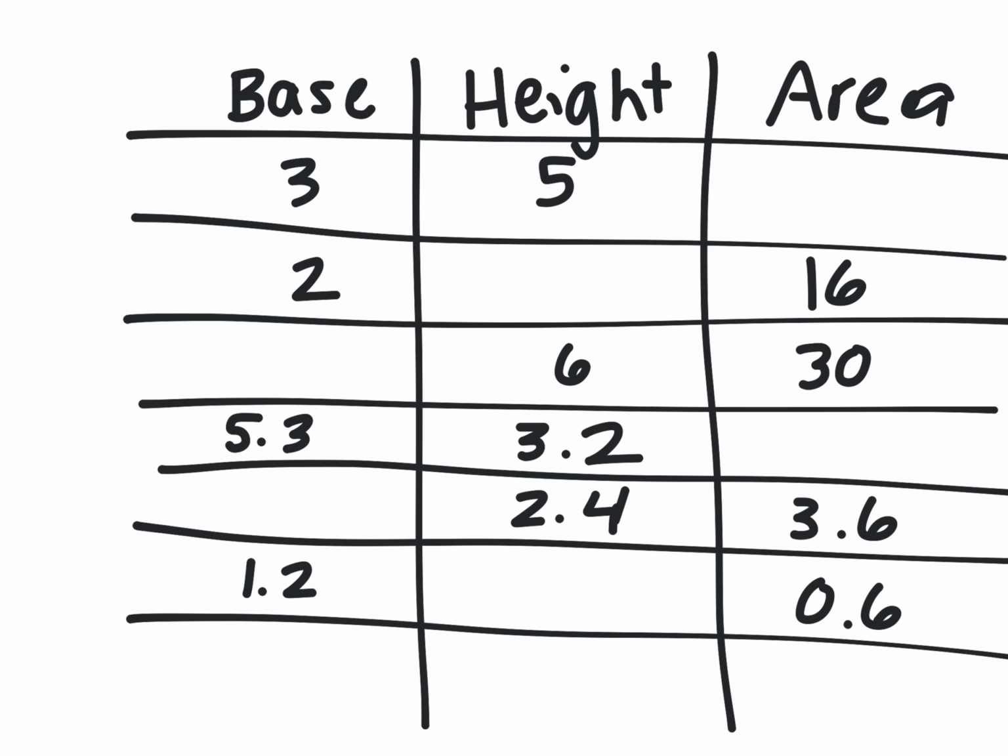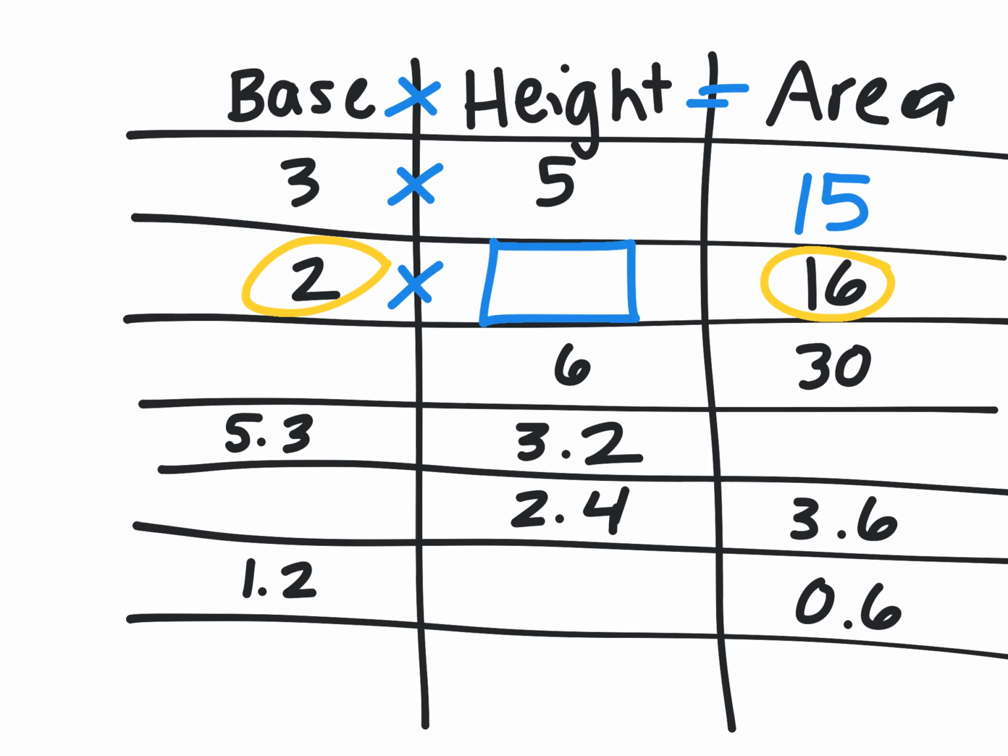Okay, so if you're given the base and the height, it's very simple to calculate it. We know that area of a parallelogram is equal to base times height equals the area, right? So the first one is 3 times 5 is equal to 15. Good. And the units were centimeters. I'm not going to write the units here. Okay, now if you're given the area and you're given the base, you have to figure out 2 times something equals 16. Well, what's the opposite of multiplication?